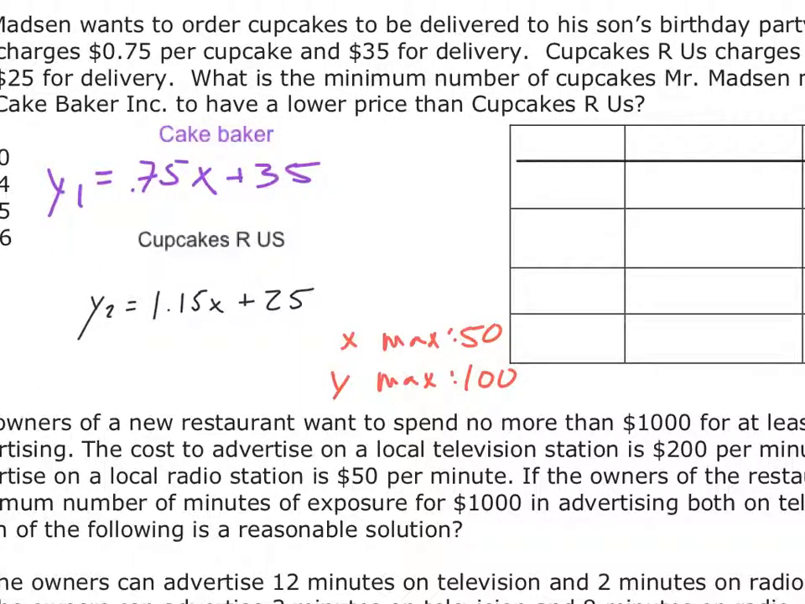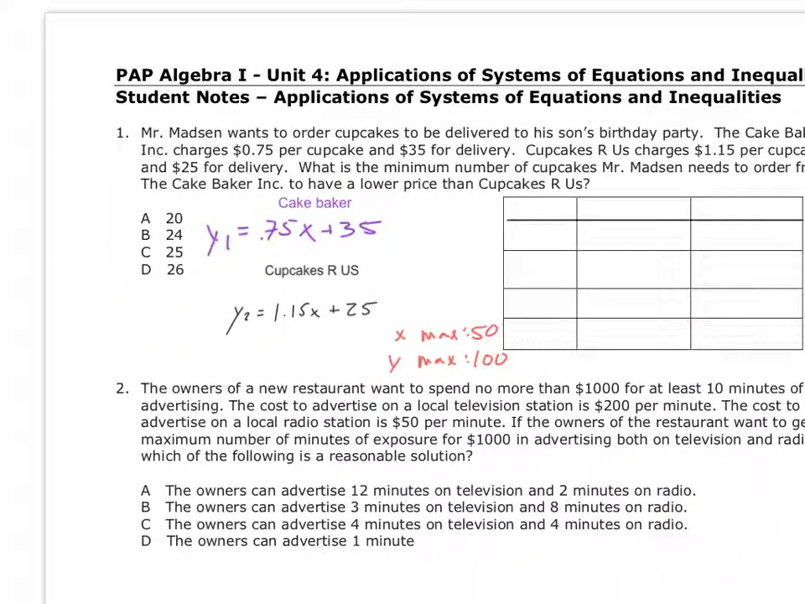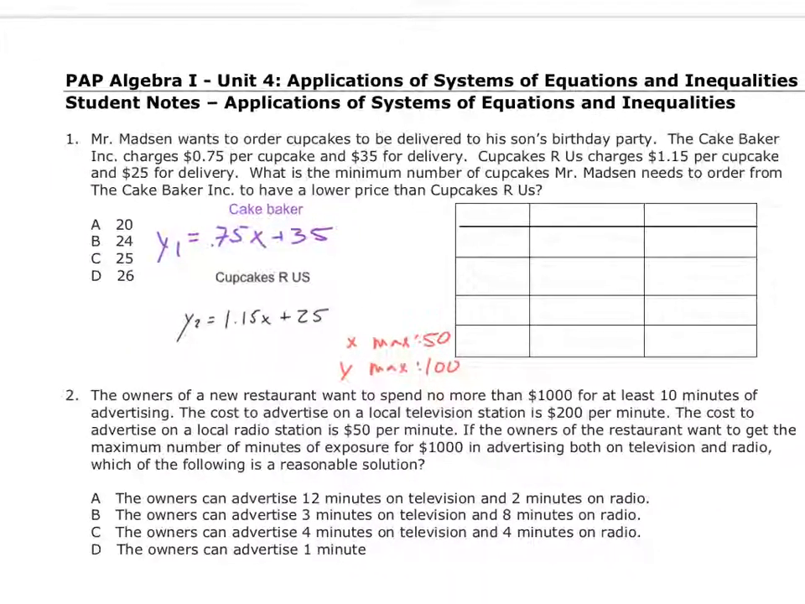So an x max of 50 and a y max of 100. After you put those in, you don't need to change your scale. But after you put them in, you should be able to see both of those lines pop up, and there will be a clear intersecting point. And we know that when we have two lines that have an intersecting point, that's going to be the solution. But the question is not asking us for a solution. The question asks us, what is the minimum number of cupcakes that Mr. Madsen needs to order from the Cake Baker to have a lower price than Cupcakes R Us?